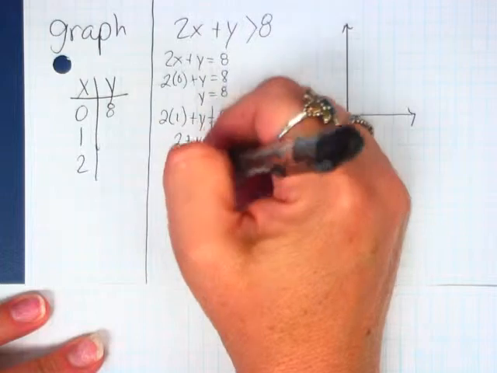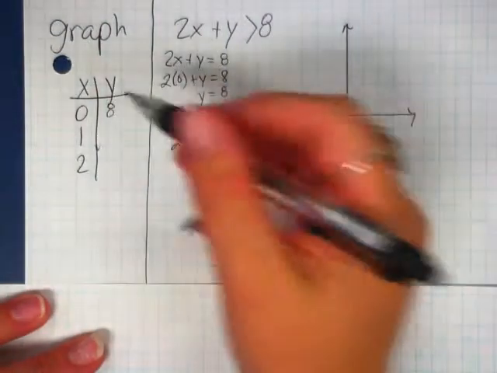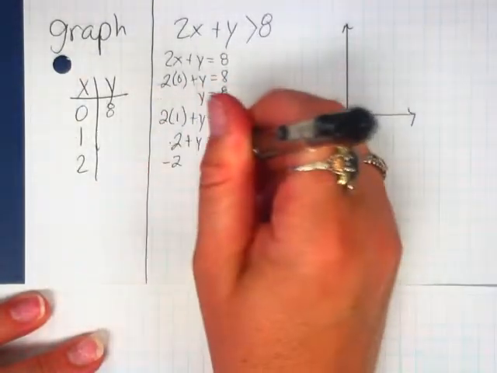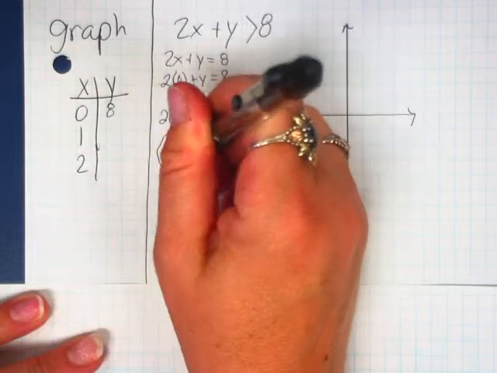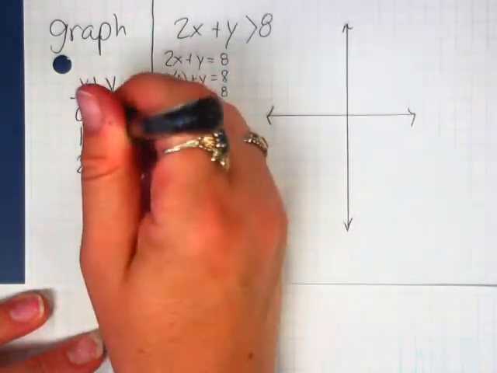I forgot to draw my line. Everything I do on the left, I've got to do on the right. It's a positive 2, and it's an addition problem. The opposite of a positive 2 is a negative 2. This is a 0, and this is a y. 8 minus 2 is 6.